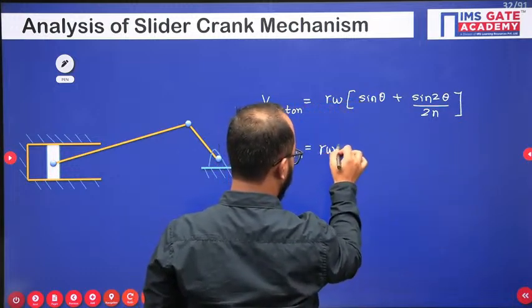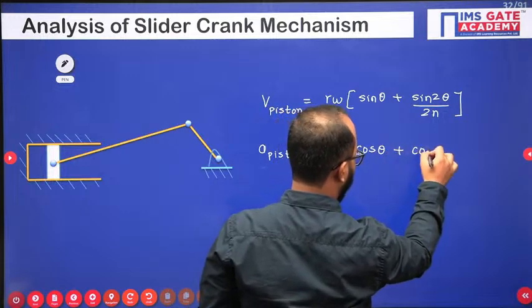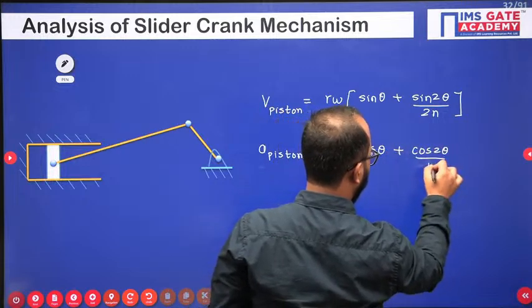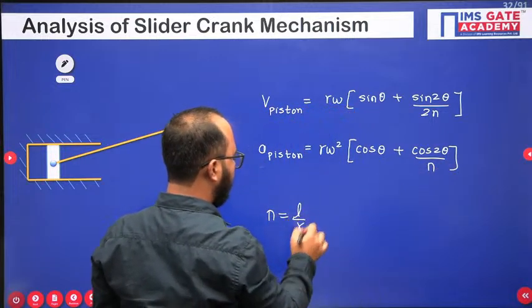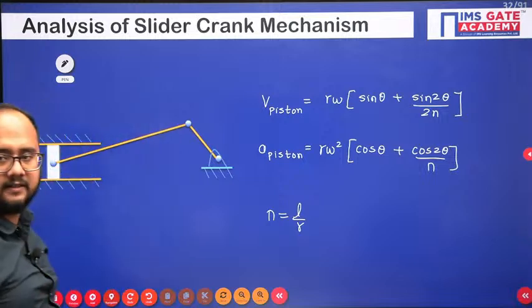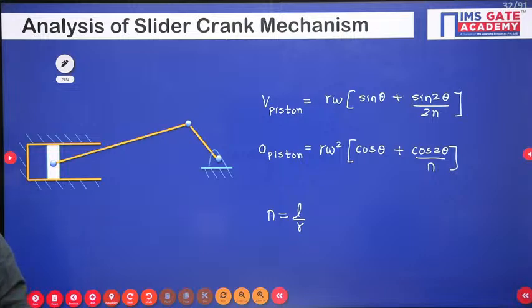Here it is r omega square (cos theta + cos 2 theta divided by n). Now please understand what n is. n is the ratio of length of connecting rod divided by crank radius. So these two formulas at least we should remember. Please note this part down quickly, everyone, because these formulas are very important, so you should not miss any of them, right?